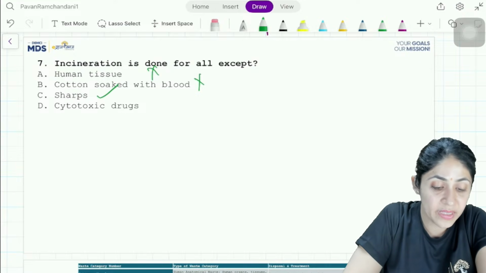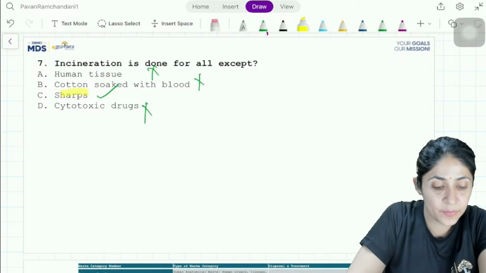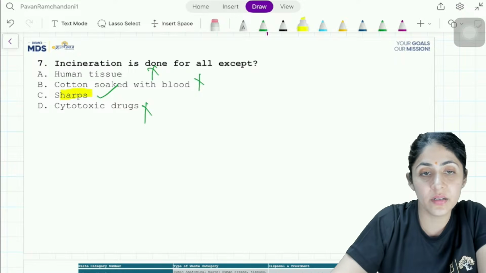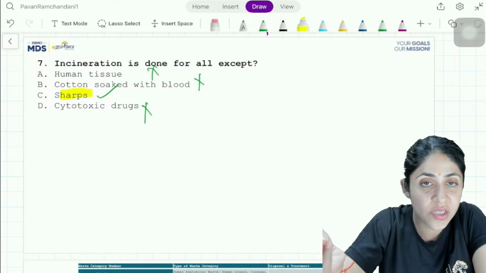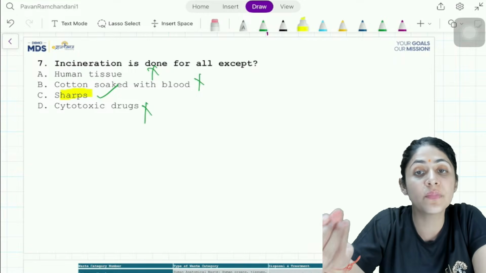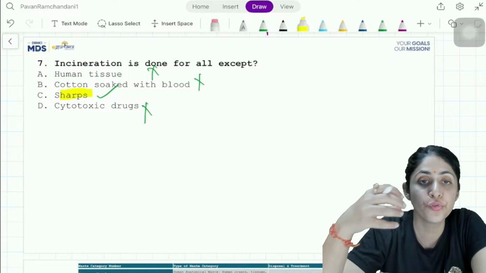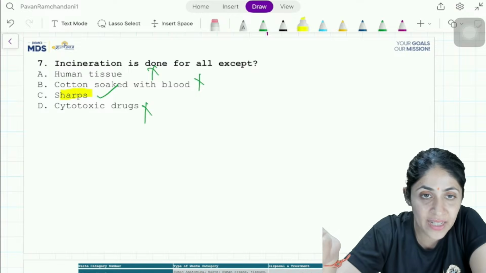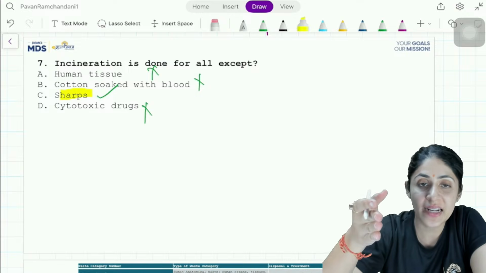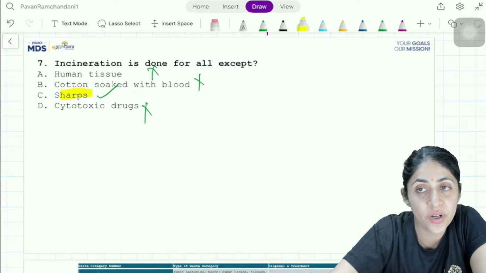Sharps, again, yes, they can be. Cytotoxic drugs should be destroyed. So incineration is done for all except sharps. What is waste sharps? As we know, they are the needles, the syringes, the scalpels, blades. They can cause punctures. So they have to be closed off in puncture-proof white bags, and they are disinfected, or autoclaved, or given chemical treatment, or there is a process called shredding by which the needles are destroyed so that they do not puncture or cause any infection. So they are not incinerated.